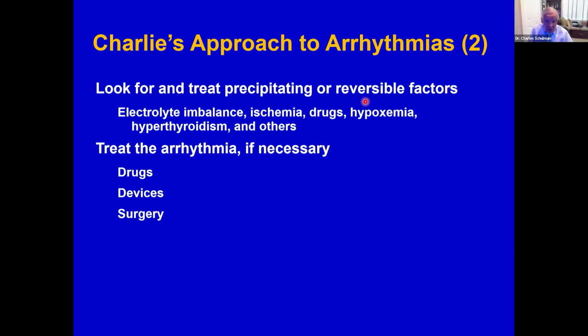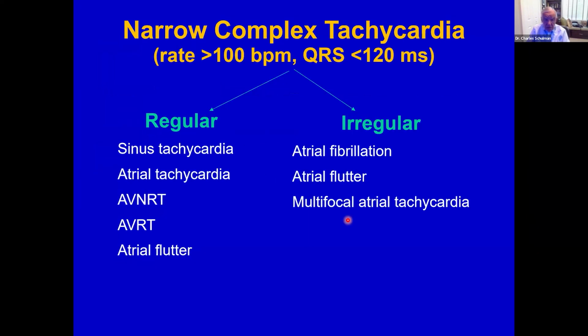Third, look for and treat precipitating or reversible factors, things like electrolyte imbalance, ischemia, drugs, hypoxemia, hyperthyroidism, and so forth, and deal with those before you think about number 4, which is treating the specific arrhythmia. None may be necessary, but on the other hand, there are drugs, devices, and surgery which are available. So to start, we can talk about narrow complex tachycardias, and then later on, we'll talk about wide complex tachycardias.